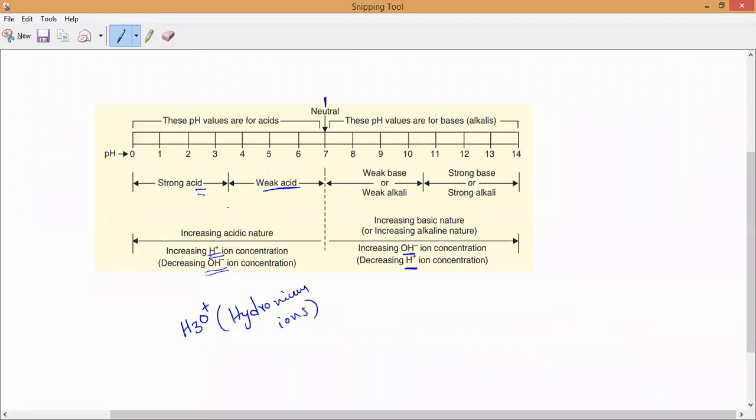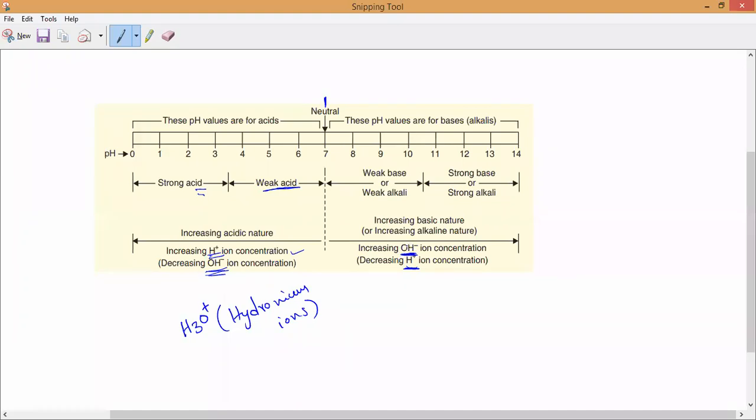Whenever you are moving towards the right side, H plus ion concentration is increasing, and whose ion concentration is decreasing? OH minus ions. If one is increasing, automatically the other is decreasing. Whenever I go towards the left side, H plus ion concentration is decreasing, so who is increasing? OH minus ions. That is what you have to remember.